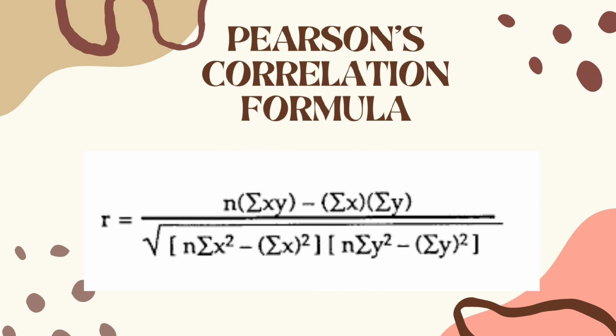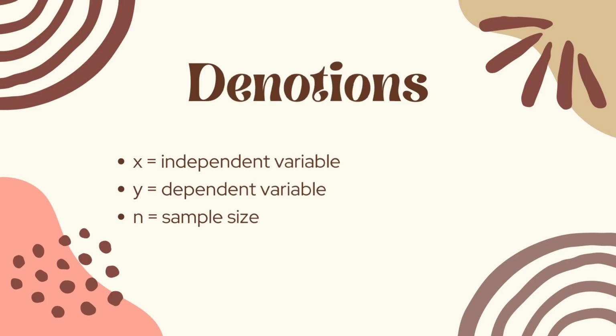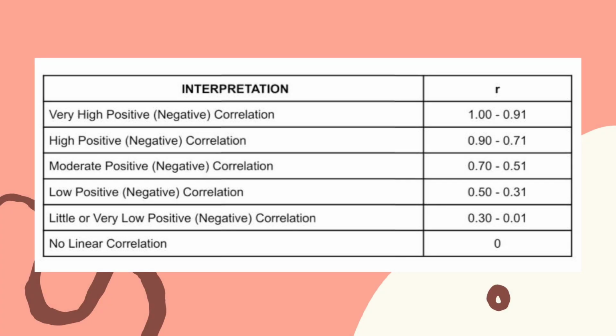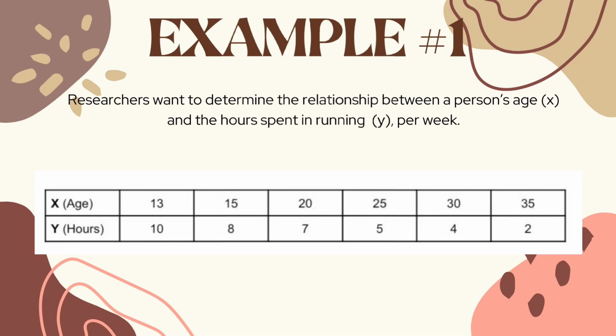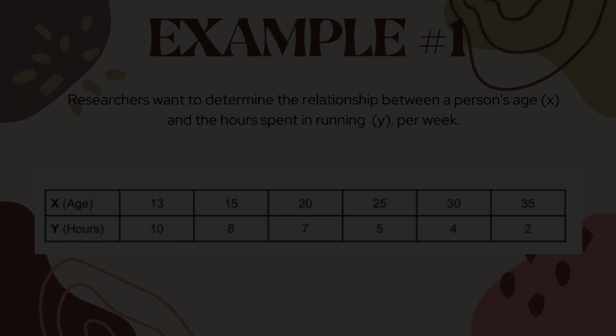And here is the formula of correlation, where x is the independent variable, y is the dependent variable, and n is the sample size. Here is the interpretation of correlation. Here is our first example. Researchers want to determine the relationship between a person's age and the hours spent running per week.